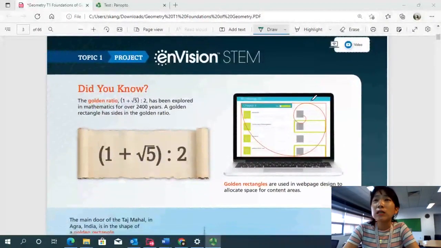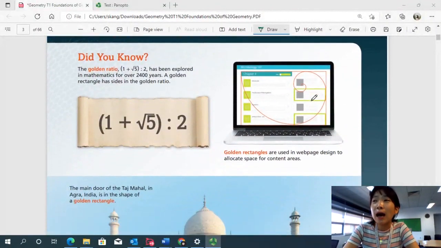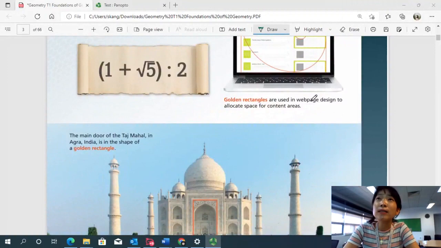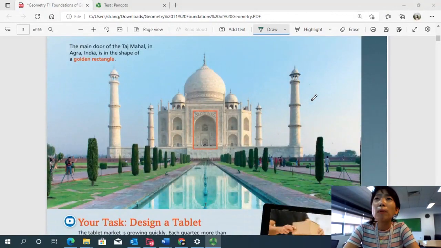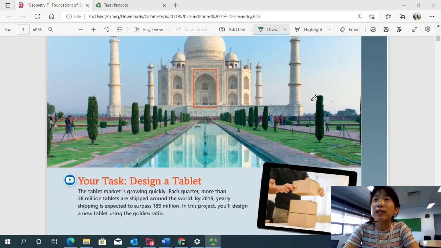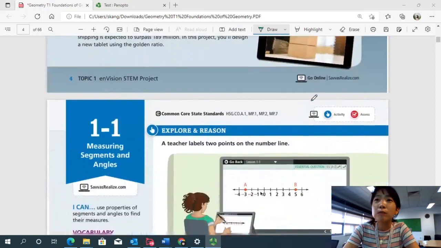This is a STEM project where you can apply what you learned in topic 1 and apply geometry fundamentals to the Taj Mahal and see if you can see any rules.